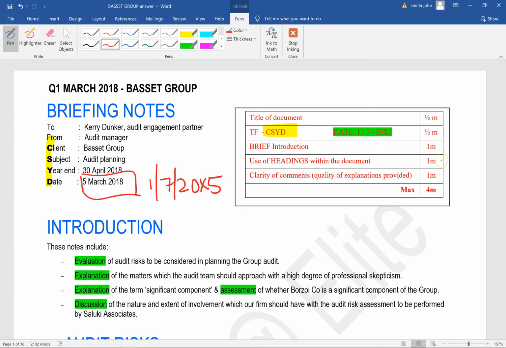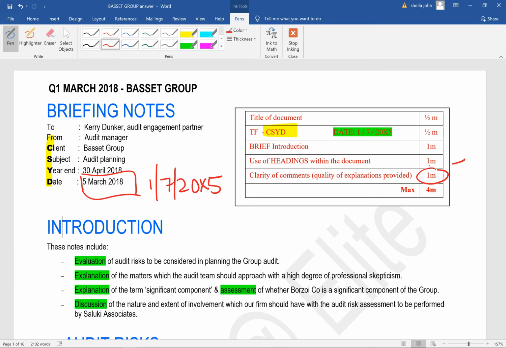And 1 mark is for the headings within the document so that you can have a structured approach, the main headings and the subheadings as well. And the clarity of comments here would depend on the quality of your explanation and whether you have actually answered the requirement of the question. So under normal circumstances, it would be very easy for you to get at least 3 out of the 4 marks here without even breaking a sweat.